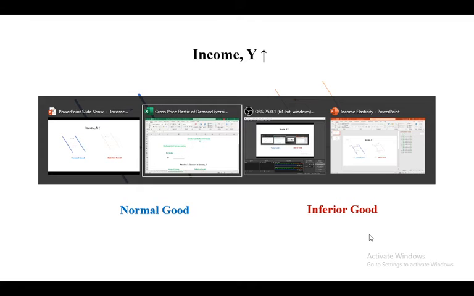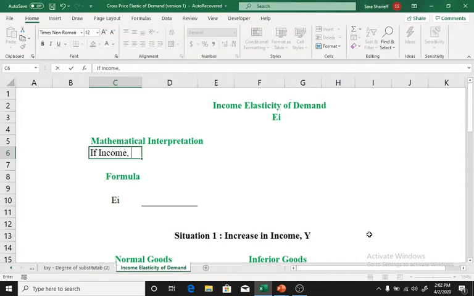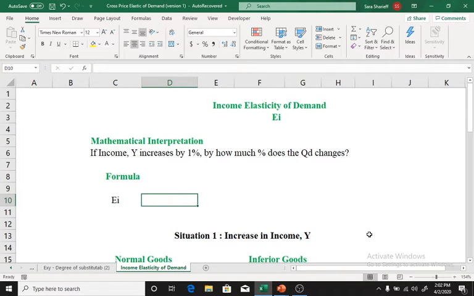Now, income elasticity of demand helps us in determining whether a good is a normal good or an inferior good, right? What is the mathematical interpretation of income elasticity of demand? If income, denoted by the symbol Y, increases by 1%, by how much percent does the quantity demanded change? What is the formula? Percentage change in quantity demanded divided by percentage change in income, right?